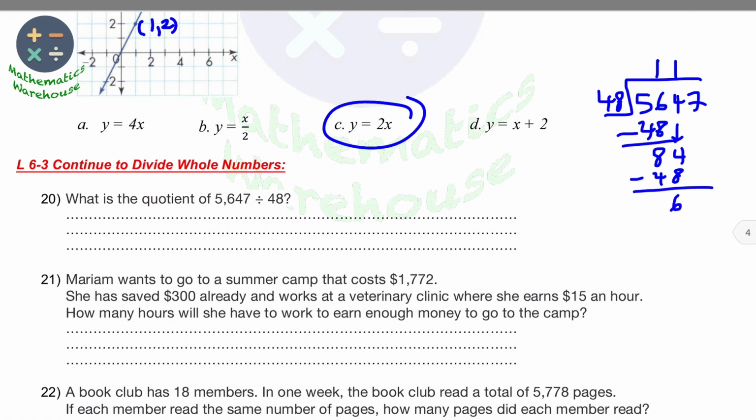Here 6, here 3, 36. Now bring down 7. 367 divided by 48 is about 7. 7 times 8 equals 56, write 6 and carry 5. 7 times 4 equals 28 plus 5 equals 33. Subtract, equals 31. So the remainder is 31. So we can say the answer is 117, remainder 31.